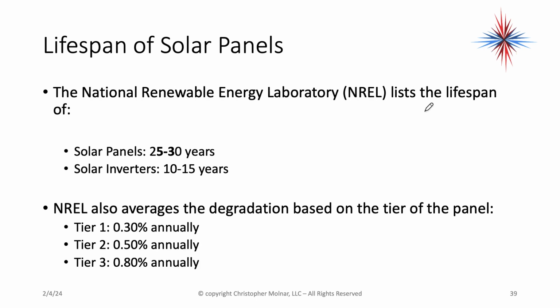The National Renewable Energy Laboratory lists the lifespan of solar panels between 25 and 30 years. Solar inverters are 10 to 15 years. There's degradation based on the tier, which is basically the quality of the panel. Tier 1, which is your highest quality, will degrade 0.30% annually. Tier 2 is slightly higher at 0.5% annually. Now remember, 0.30 percent is a smaller number than 0.5. Tier 3 will degrade 0.80% annually.